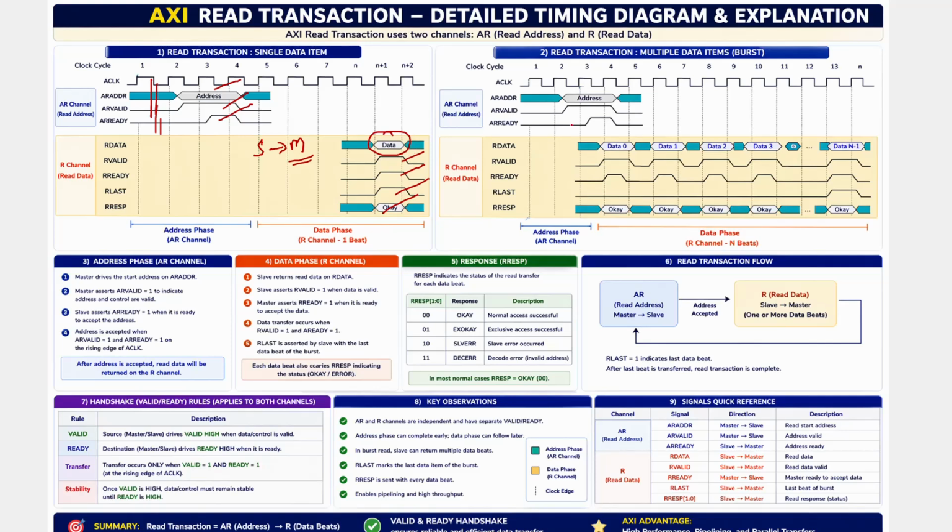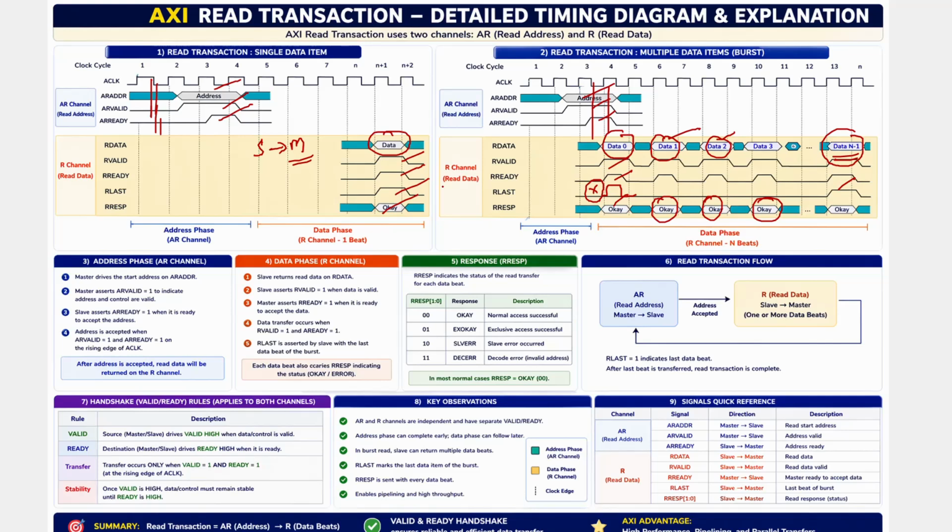If you want to send multiple data, the address, valid and ready are all high during the address phase. In the data phase, data 0, data 1, data 2, data 3 and so on, so n plus 1 data you are transmitting. For each data we need to maintain valid, ready and the OKAY response. Why are we not maintaining the last signal here? Because the last signal indicates the last data transfer, and here remaining data are still there. So the OKAY response is placed with each data, and after reaching the last data, the last signal should be high.